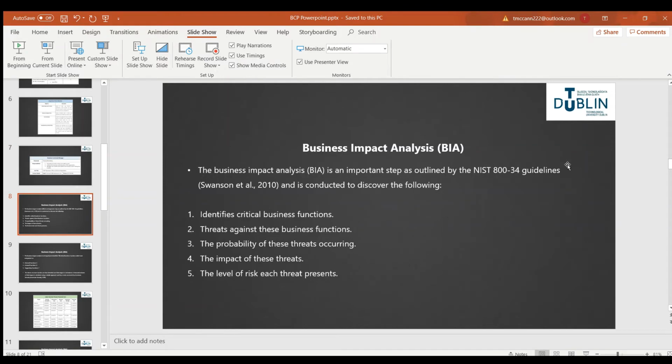The NIST 800-34 guidelines outlines the importance of the business impact analysis, which is used to identify the critical business functions for IntegraQuest, the threats facing these critical business functions, the probability of these threats occurring, the impact of these threats, and the level of risk each threat presents.